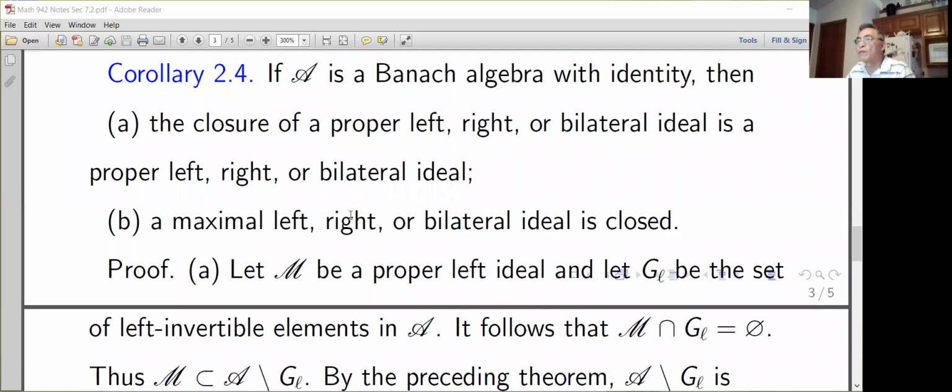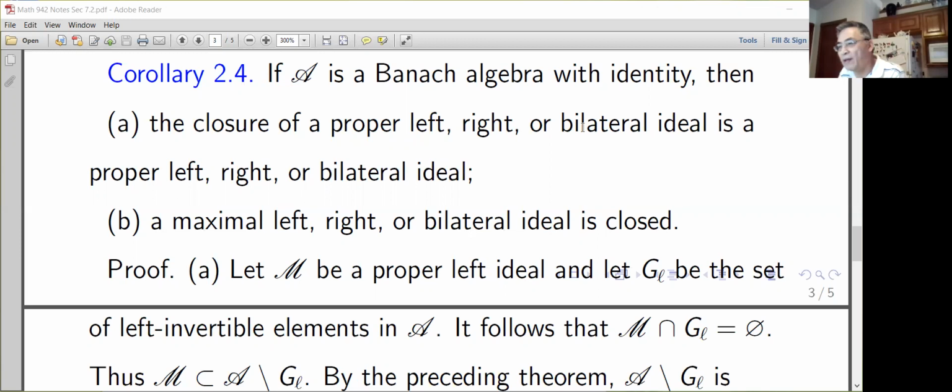Corollary 2.4. If A is a Banach algebra with identity, then (a) the closure of a proper left, right, or bilateral ideal is a proper left, right, or bilateral ideal; (b) a maximal left, right, or bilateral ideal is closed. Proof.